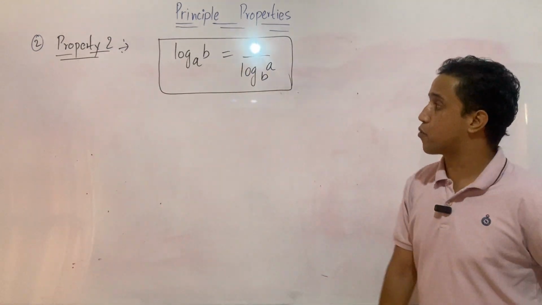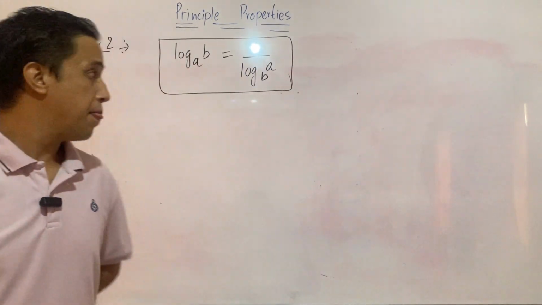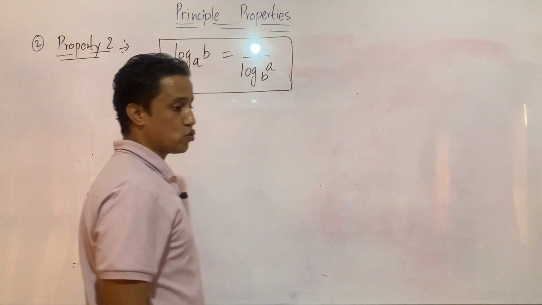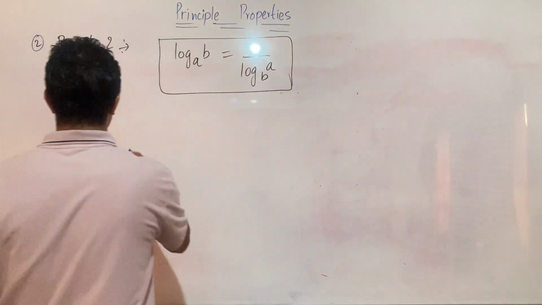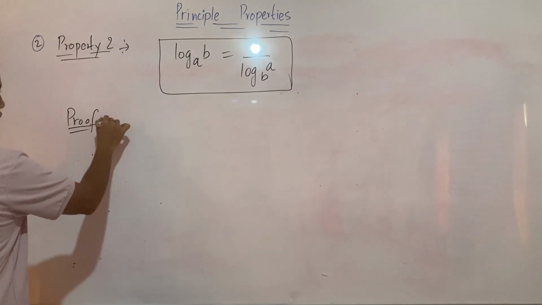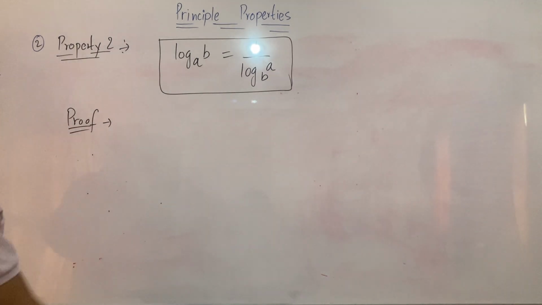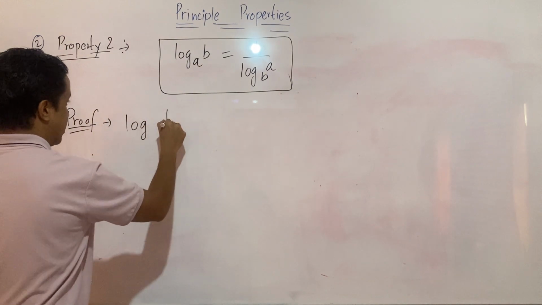Okay, now this property is the implementation of base changing theorem. Okay, now this is the property. Now we have to work on its proof. Okay, so let's switch to the proof part. So here in proof, I'm going to take this side, log of b to the base a.